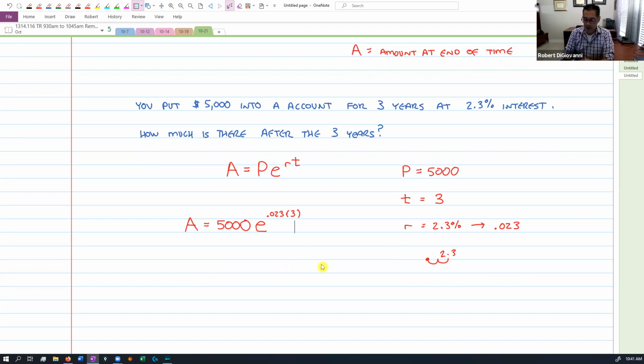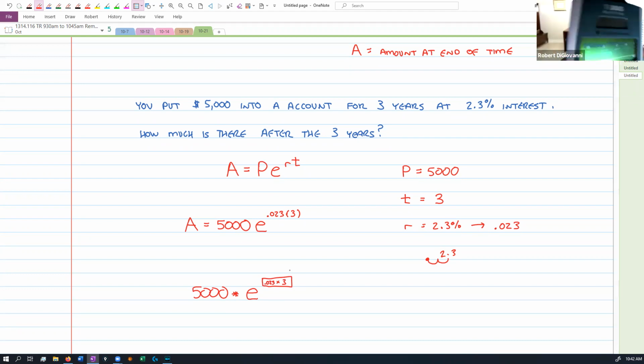So you'll start out by typing in 5,000, then hit times, and then bring up that little E that we had earlier. It's going to give you a little box here. In the box, put your 0.023 times 3. And then after you've typed that all in, you should be able to hit enter. Y'all can't see that, can you? That's what I've got there.